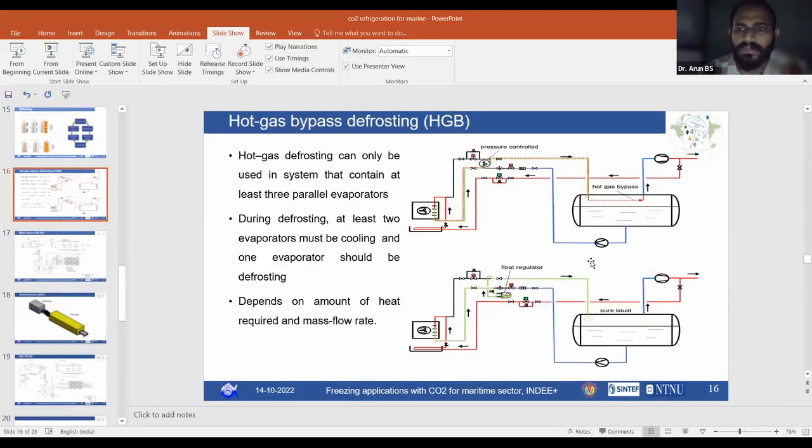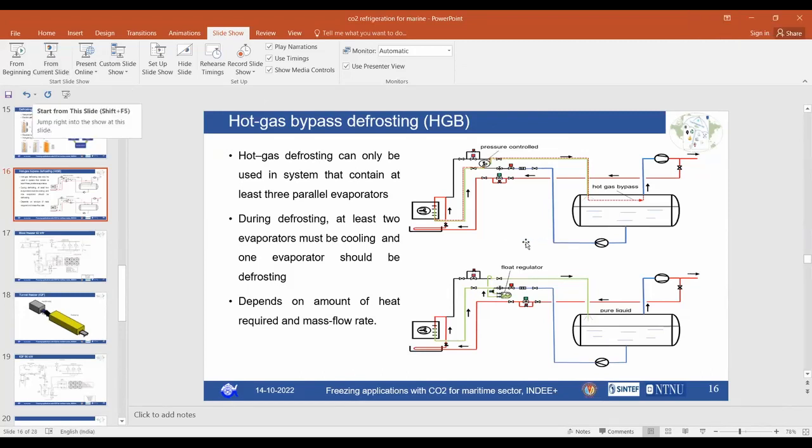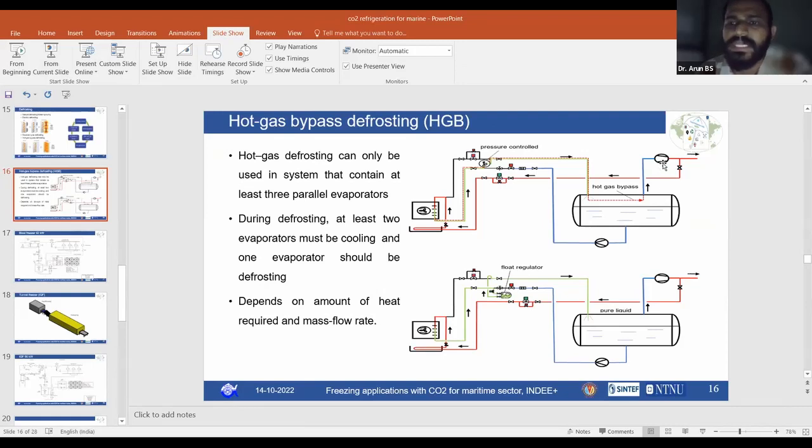Can you see the screen, sir? Yes, it is visible now. So the idea is basically this. You can see a compressor here. This compressor is taking vapors from your liquid receiver, whatever vapors are coming after the evaporator, and this vapor will be bypassed. There will be a bypass valve here, a hot gas bypass valve. So this hot gas will be bypassed to your evaporator.